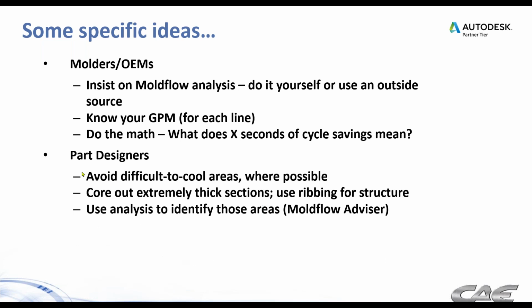For part designers, try to avoid difficult to cool areas wherever possible. When you are tempted to use extremely thick sections for load bearing applications, for example, or whatever it may be, try to core those areas out and use ribbing for more structure if you can. We want to try to have as uniform a wall stock as we can possibly get in any plastics design. Use analysis to help identify those areas.